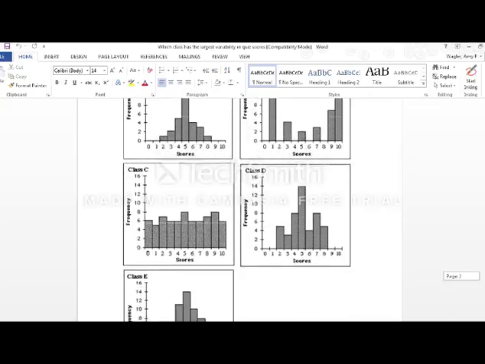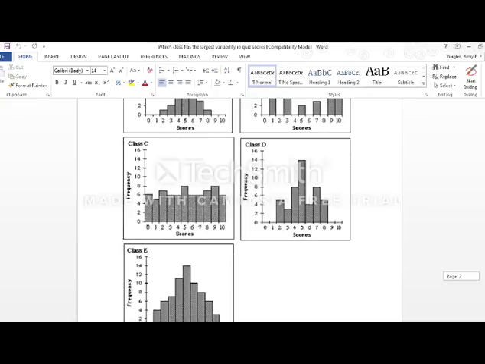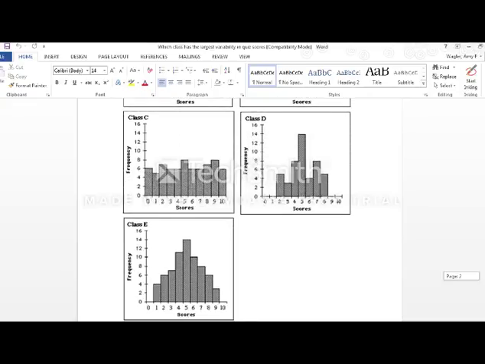Well, some of you may be looking at criterion, for instance, how far they span. And Class C, definitely, we see every score from 0 up to 10. So there's the widest range of scores. But that's not actually how we measure variation.